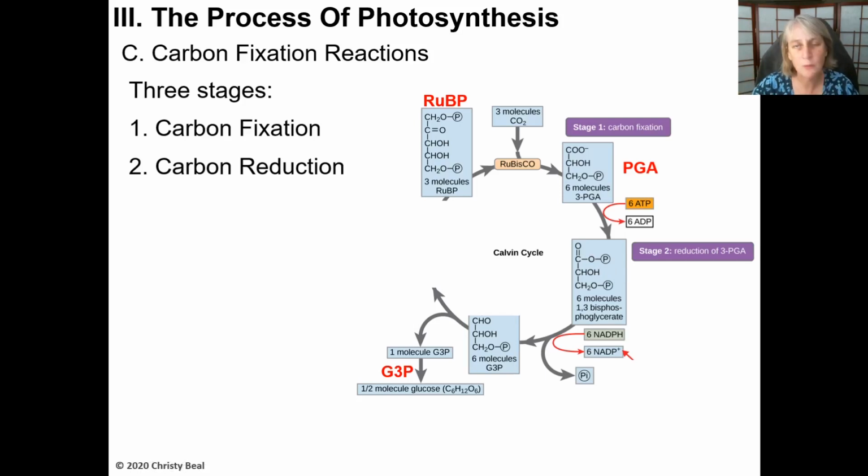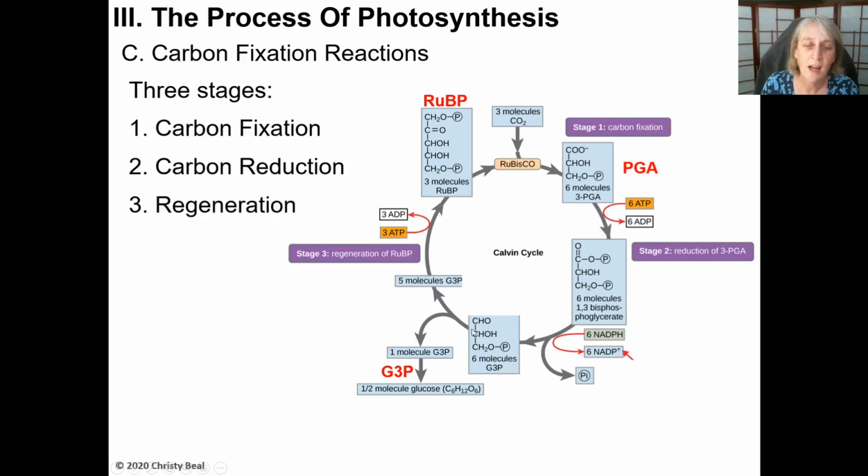We're going to reduce it. We're going to add electrons. We're going to add hydrogen ions. We're going to get that from the NADPH we made during the light reaction. We're going to use some ATP to drive these processes. And then once we make some sugar, we're going to have to get back to our beginning molecule again. We're going to have to regenerate our starting molecule so we can do it again and again.